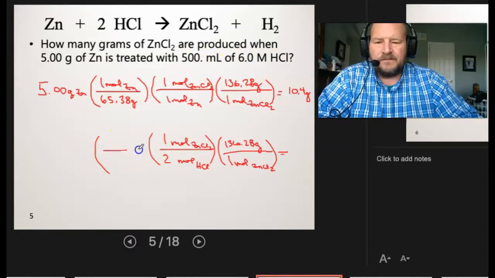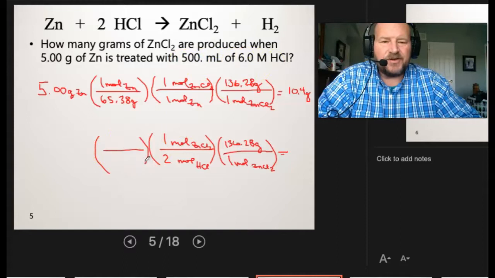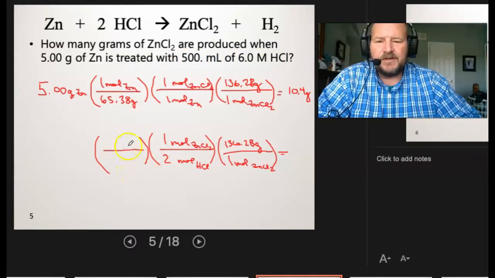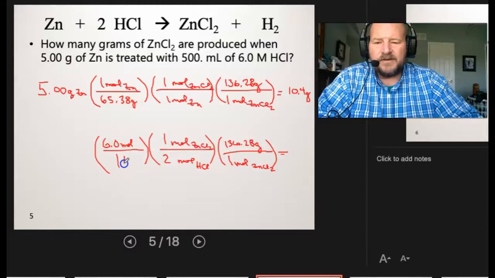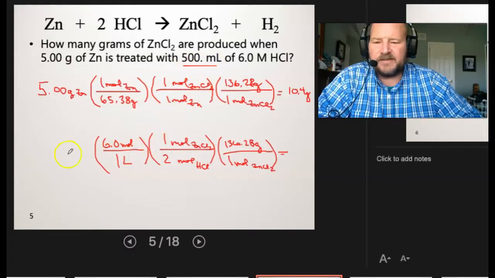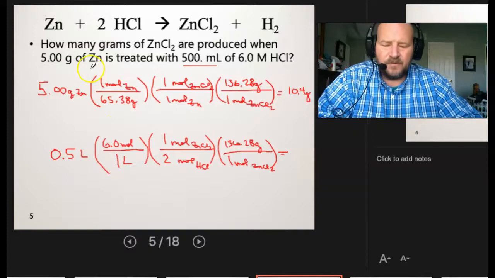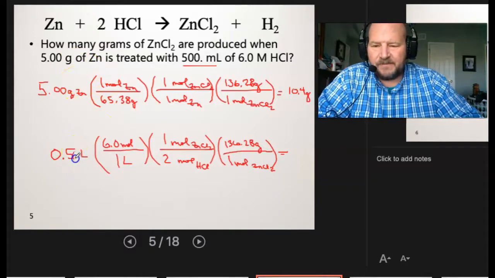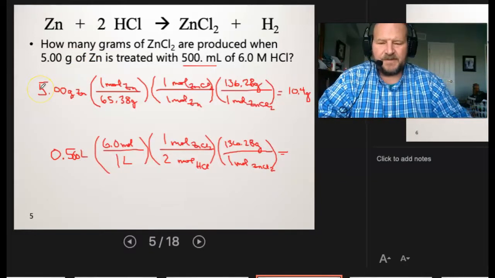right? And then this first step is going to change because we know we have 500 milliliters of 6 molar. So that first equation is actually going to be our concentration, right? We want moles. We want to get rid of liters. So this is going to be 6.0 moles on top, 1 liter on the bottom, which means I need to convert my 500 milliliters into liters. So this is going to be 0.5 liters. All right, and actually that should be 0.500. Keep my sig figs there.